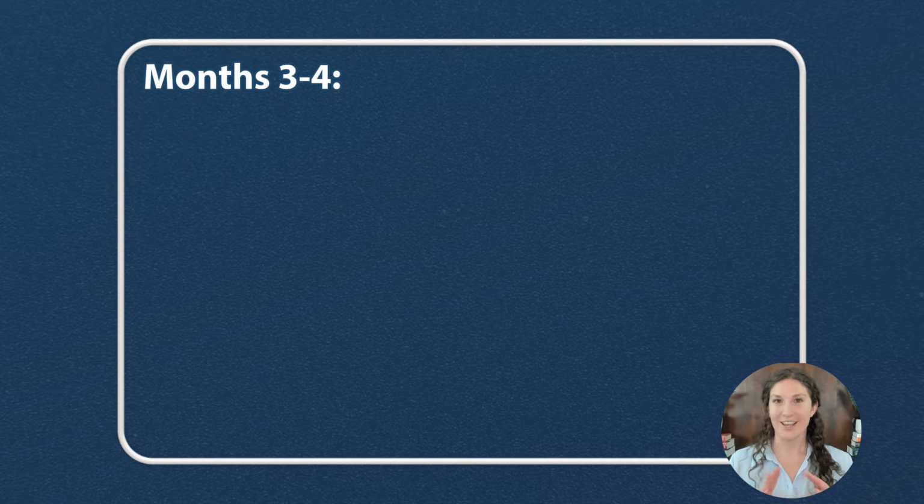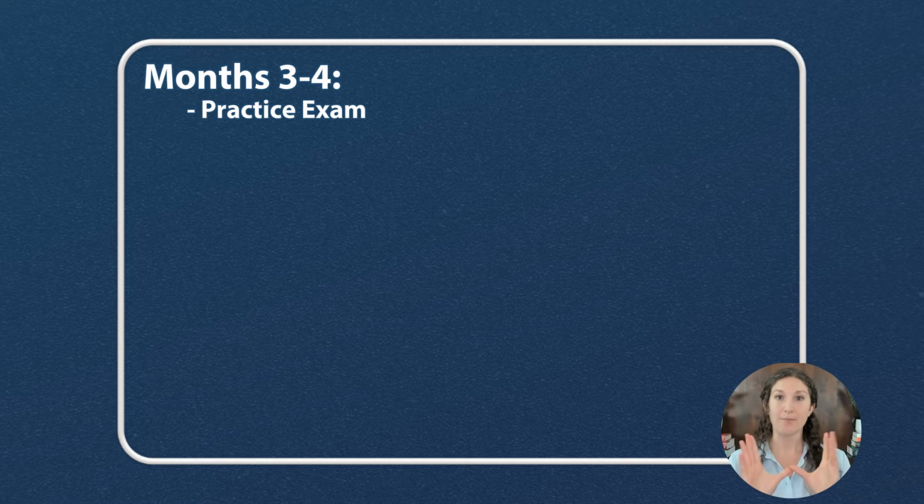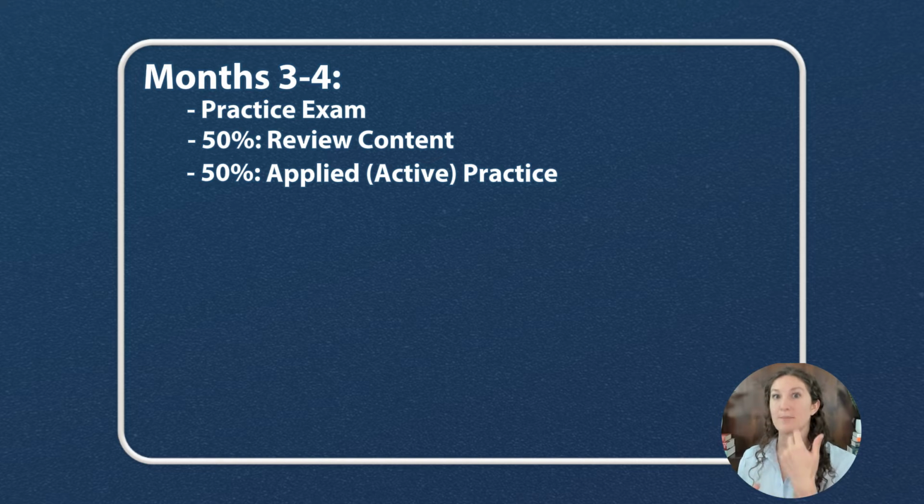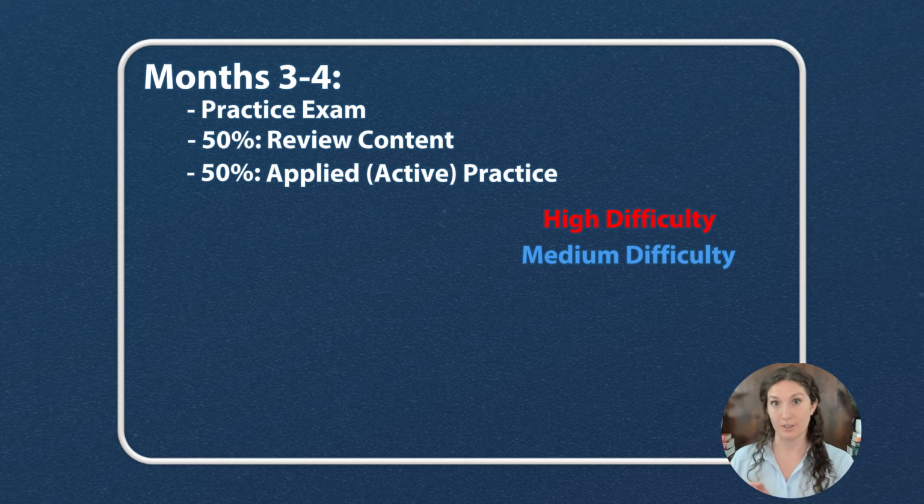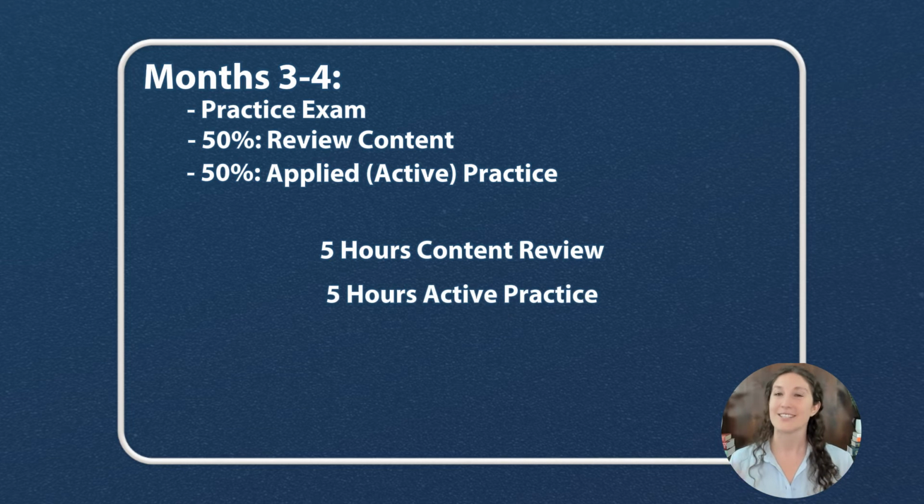In the middle 2 months, we go down to 50-50. So we take another practice exam, of course, so you take 6 total in the program, so at least another practice exam. And then based on that practice exam, we now have our time split 50-50. So 50% of our time is spent reviewing or re-reviewing difficult high-yield content that came up as challenge areas in the practice exam. And then 50% of our time is spent applying those concepts to practice problems in all of your categories: high difficulty, medium difficulty, and low difficulty, because now we want to start to put the pieces together of our strategy. So 50-50, so 5 hours of content review, 5 hours of active practice, if you're spending 10 hours a week studying.